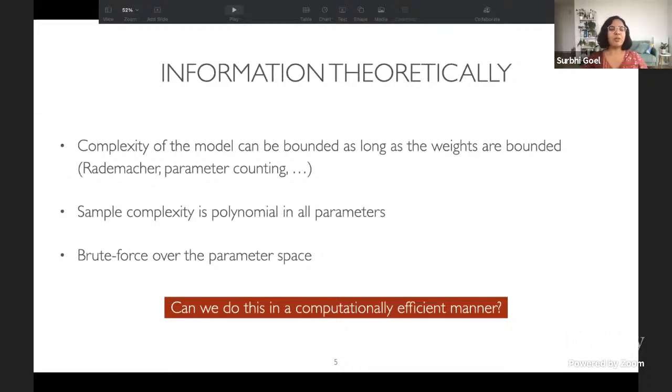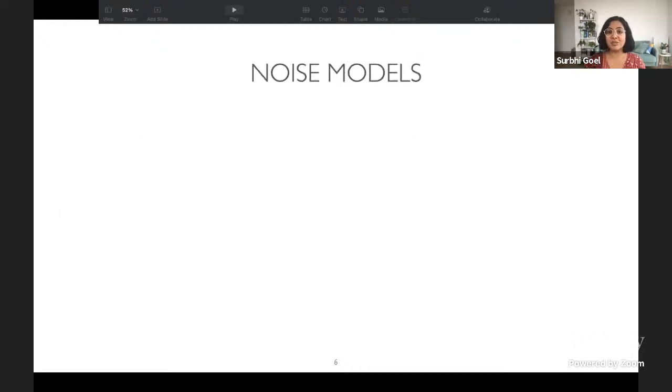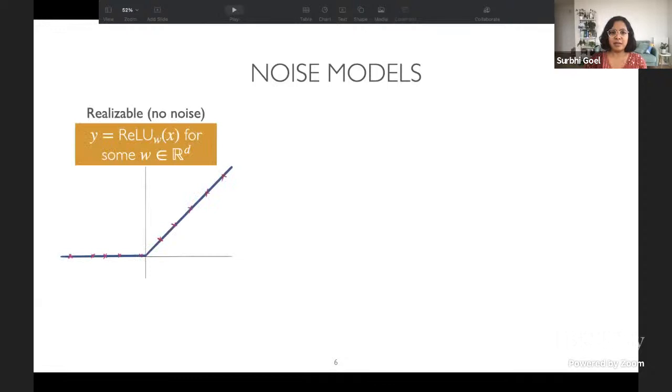So before I even talk about the computational efficiency of the algorithm, it's important what noise model we consider. We've seen in previous talks that the noise model really changes the landscape of the complexity of this problem. So there are three noise models that are generally considered. And the fourth one I don't mention is the Massart noise, which was discussed recently in the talk.